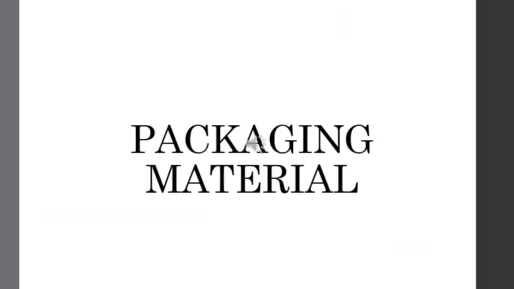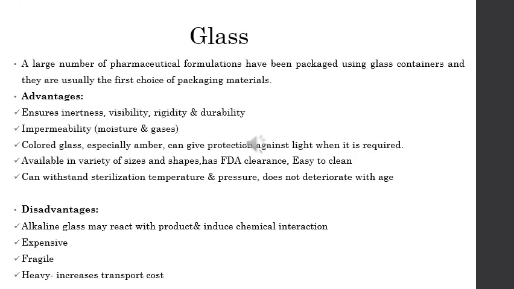Next we come to the packaging material, or the materials which are used to make the containers. Now this is an important part. So either a complete question can be asked or an individual packing material can be asked. So what you have to write is the properties, advantages, disadvantages and type, if any, of the material used. The first material is the glass, the most popular and commonly used material in the pharmaceutical industry. So it's the first choice of packaging material.